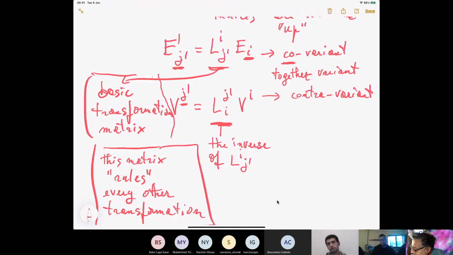words. So covariant means together variant. And contravariant means varying against, or in the opposite way.